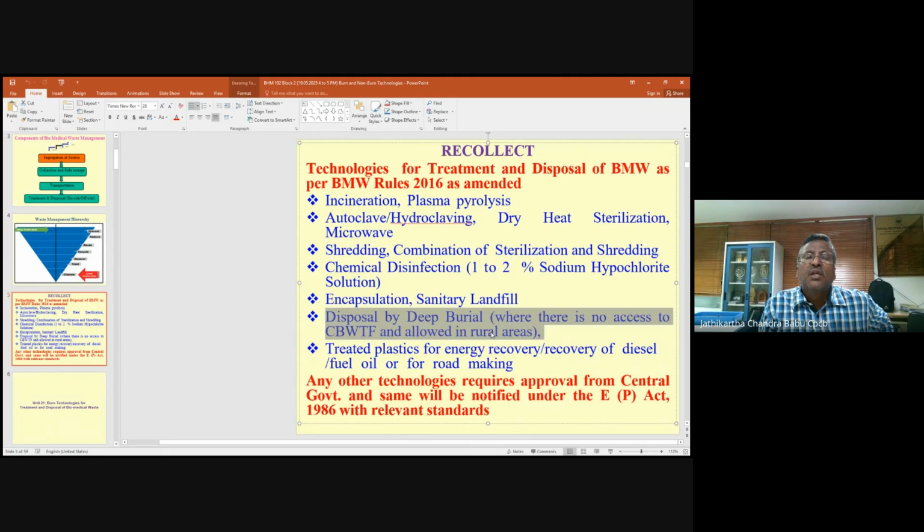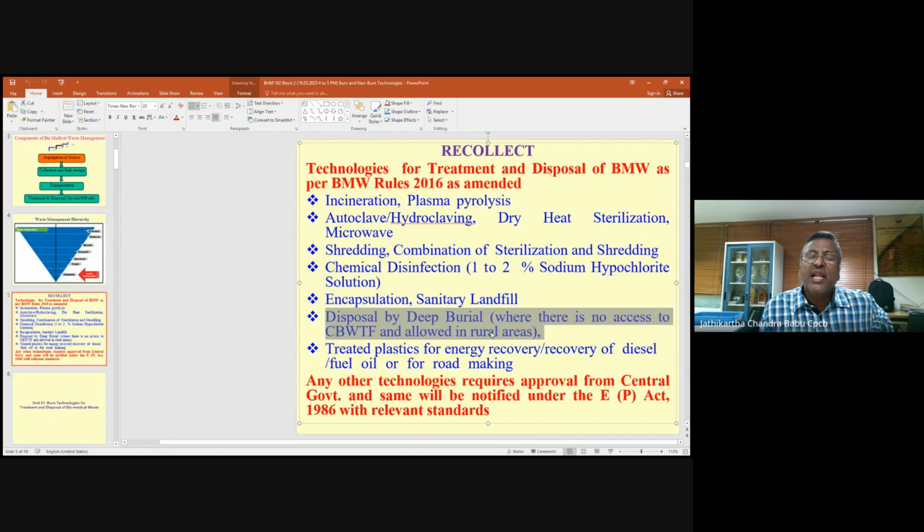Therefore, yellow color waste is generally treated by incineration, plasma pyrolysis, or disposed of by deep burial. Deep burial is allowed where there is no access to common facilities and in rural areas. Other waste, like red color waste, meaning the plastic waste, white color waste, which is waste sharps, and glass and body implants, can be treated by methods like autoclaving, hydroclaving, dry sterilization, microwave, or a combination of sterilization and shredding.